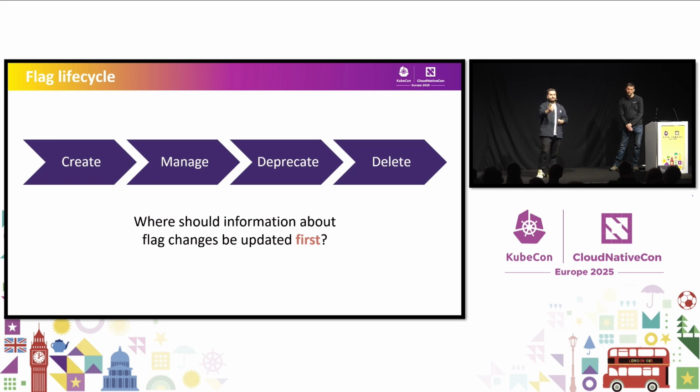But where should we update it first? Where should the flag first be present? Should it first go into the code? Should it be in the flag service? What we've come to realize at Google is that it's very probable that if you introduce it into the code first, you might evaluate it to some default value, which is not really safe. But if you introduce it into the flag service first, then usually the flag is present there, but it's not affecting anything.